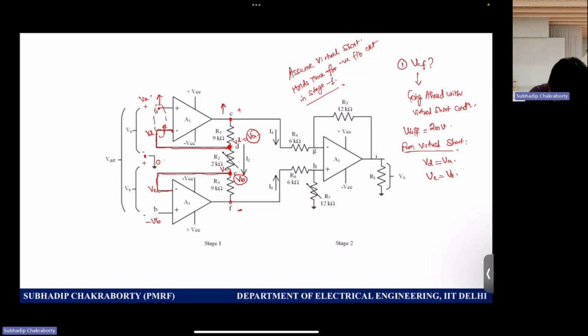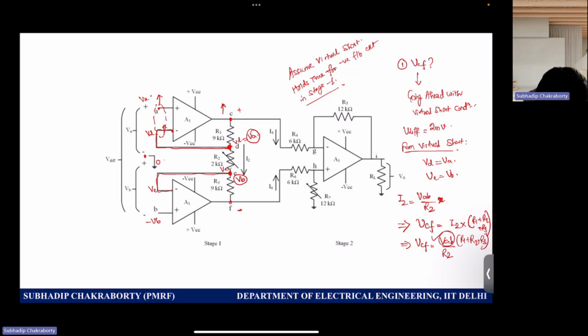And now since we know these two potentials, we can write VAB by R2 is the current I2, right? And then we can again write VCF is nothing but I2 times R1 plus R2 plus R3 by the simple law of network theory. And we already know that I2 is VAB by R2 times R1 plus R2 plus R3.